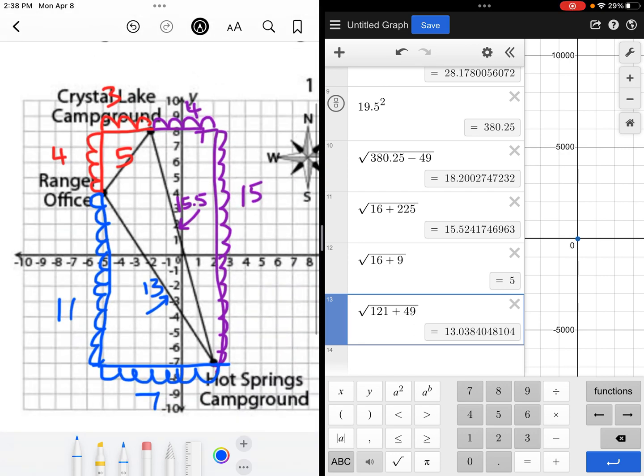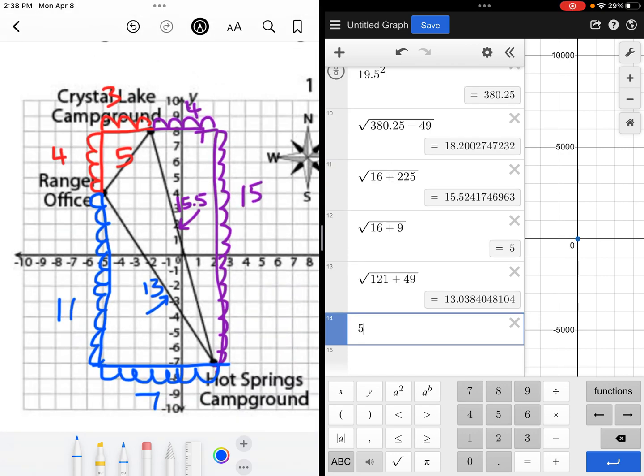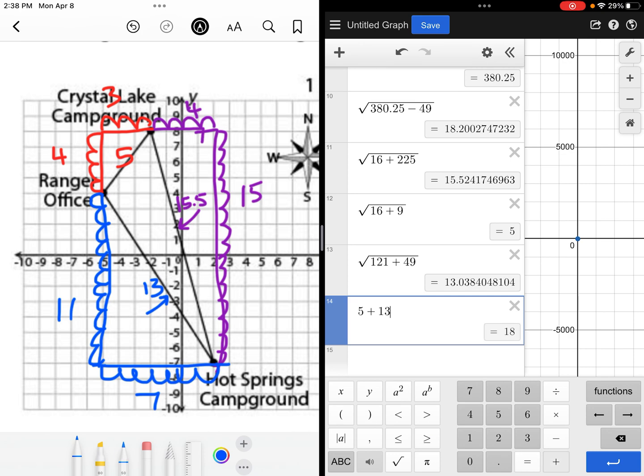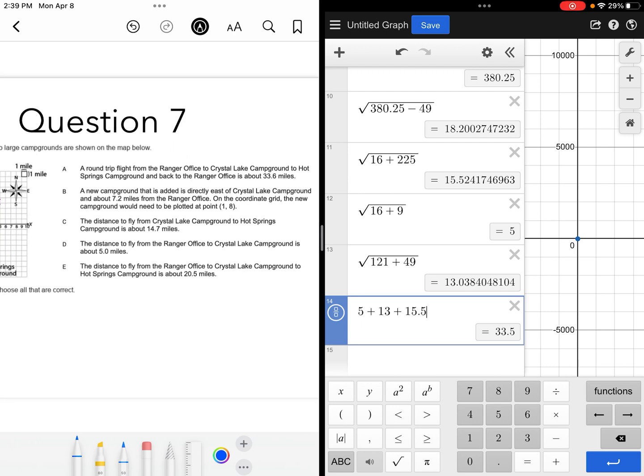So if I wanted to find the perimeter, I'm going to add them up. 5 plus 13 plus 15.5, and I get 33.5. So I just rounded differently. So A is correct.